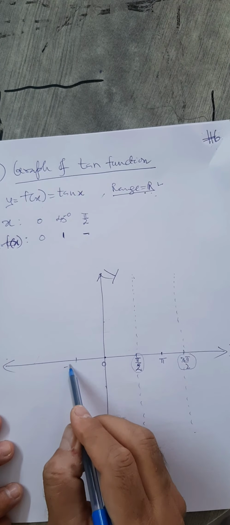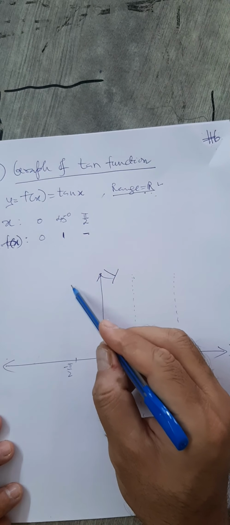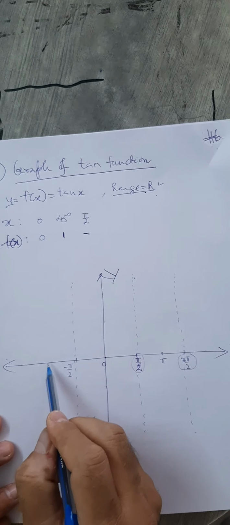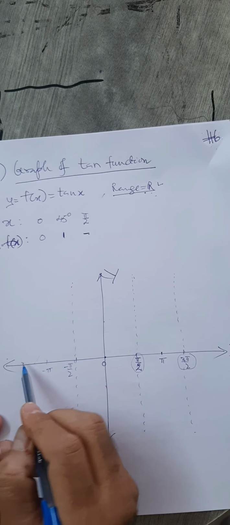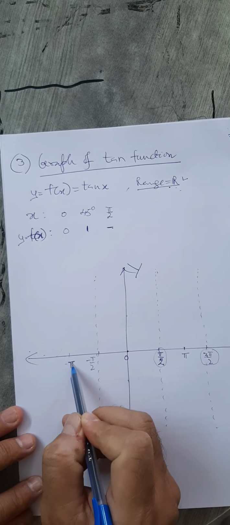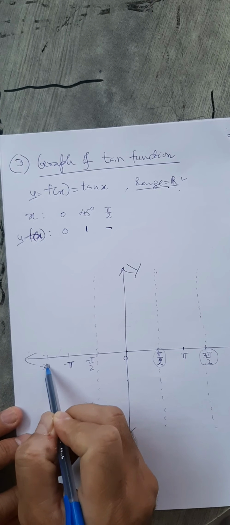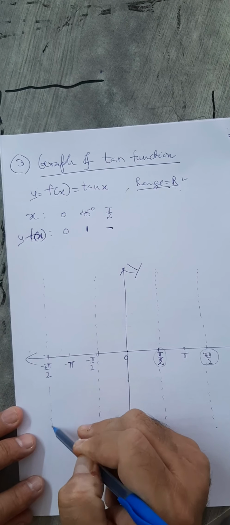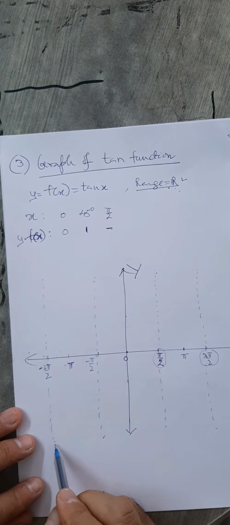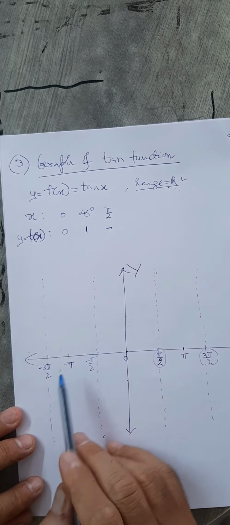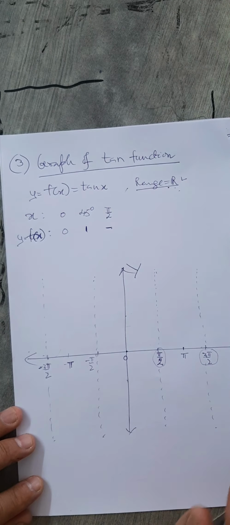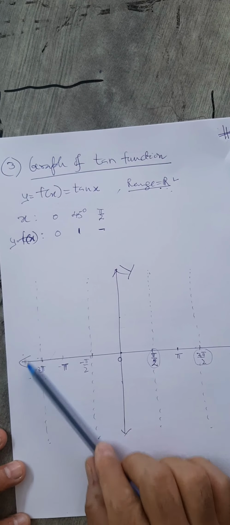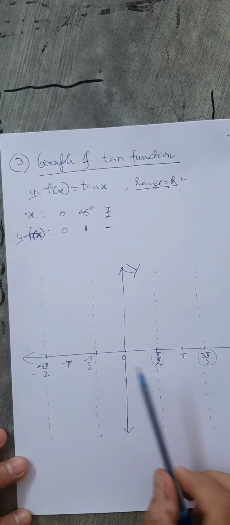If I write here minus pi by 2, again tan is not defined. Not defined means infinity. So I'll show a dotted line here. Here you have minus pi. Then over here minus 3 pi by 2. So here also I'll show a dotted line. So this is a dotted line, minus 3 pi by 2. This all dotted line indicates that here tan is not defined. Fine. And the graph would be in the entire plane because the range of the tan function is R.